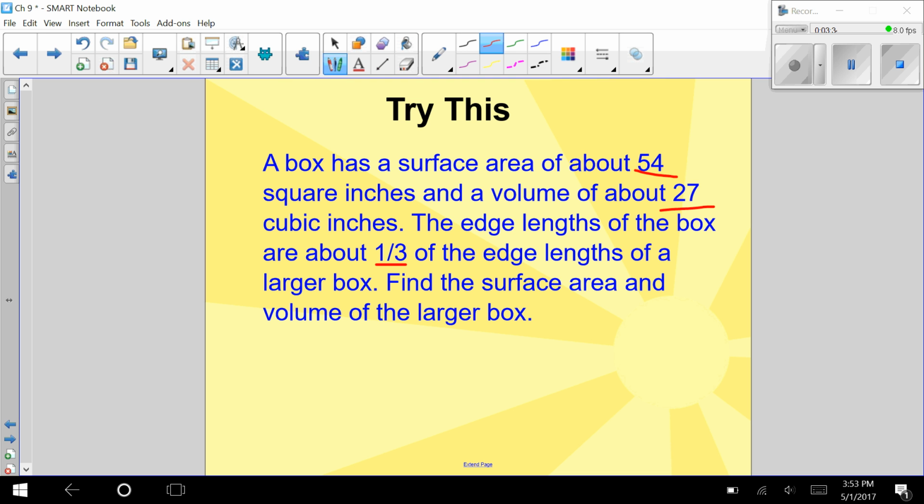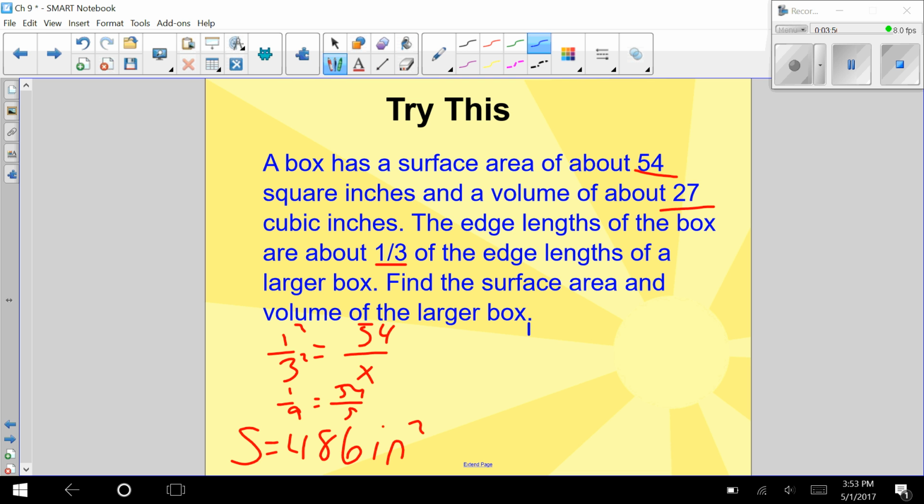All right, for this one, the initial fraction is 1/3. When we move to surface area, we have 54 over something, and we have to square that 1/3. We really have 1/9 equals 54 over my surface area. So surface area of the larger box is 486 square inches.